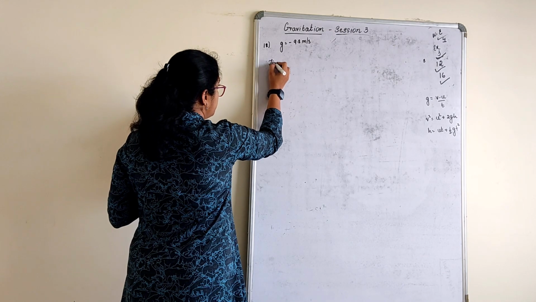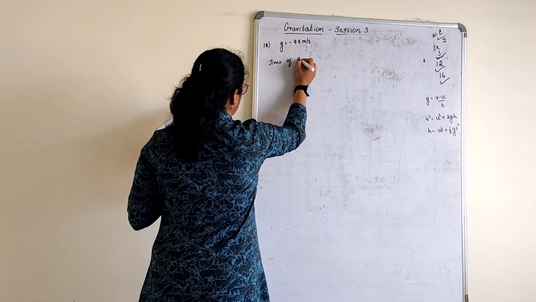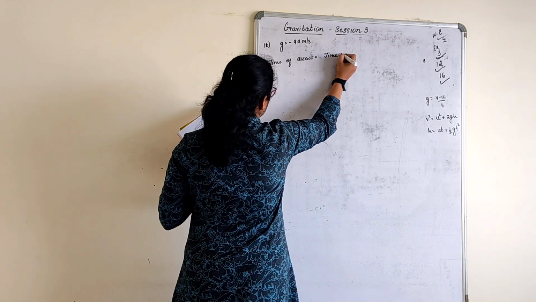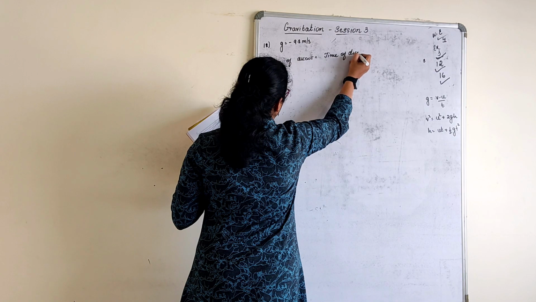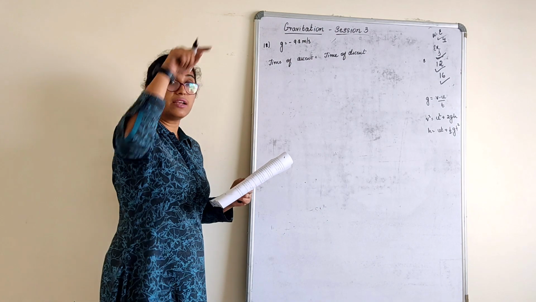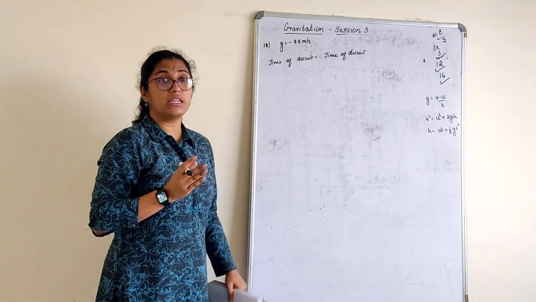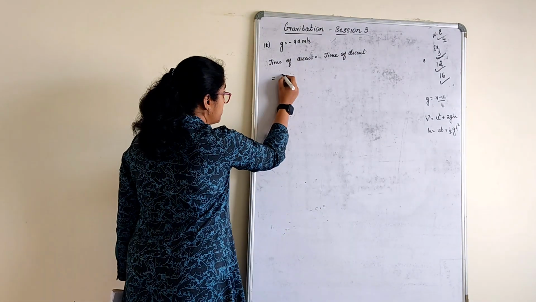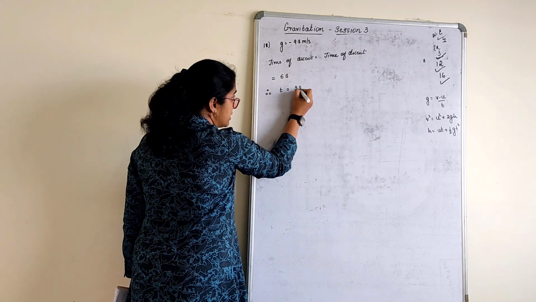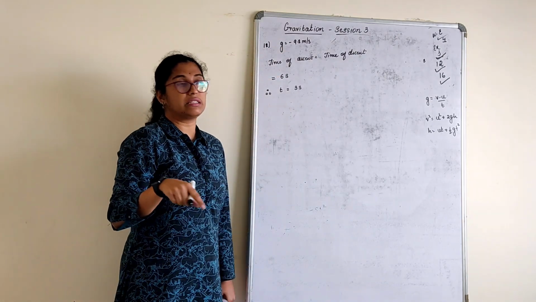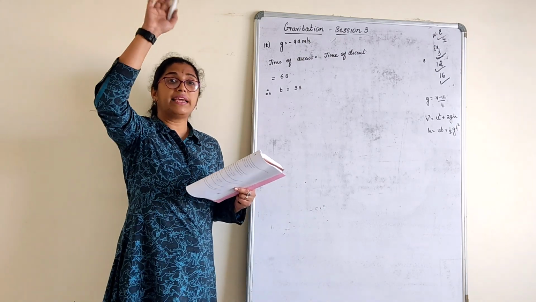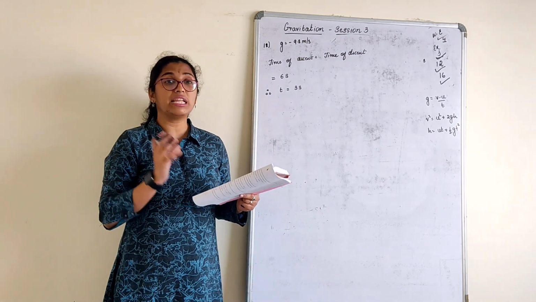So, time of ascent is equal to time of descent. Whatever time it takes to go up and whatever time it takes to come down, the total is 6 seconds. Therefore, time to reach the top is 3 seconds, and time to come down is 3 seconds. I have just written the total time. Understood? Because the total is 6 seconds, children.